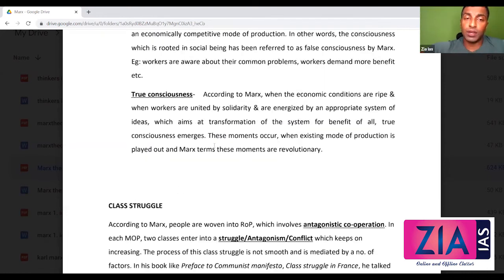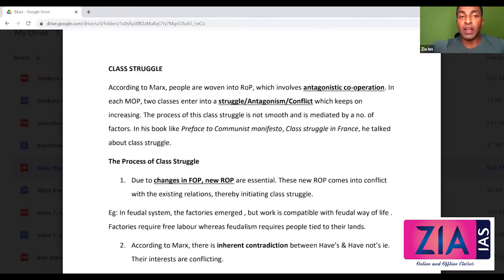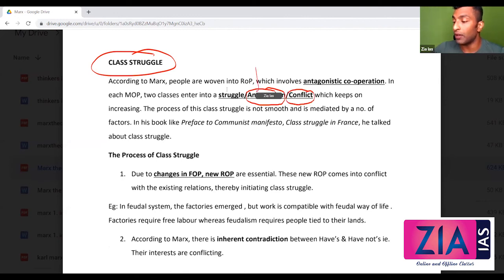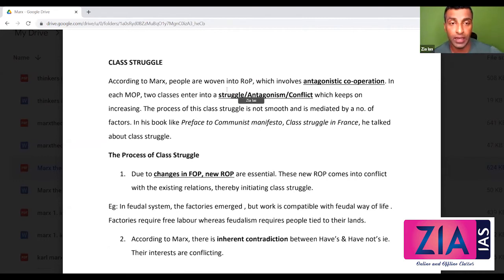Now let's move into class struggle. According to Marx, people are woven into relations of production which involve antagonistic cooperation. In each mode of production, two classes enter into a struggle, antagonism, conflict. So if they ask about class struggle, they can also ask you about class antagonism or class conflict. All are one and the same. Class struggle, class antagonism, class conflict keep on increasing in every mode of production. The process of this class struggle is mediated by a number of factors.